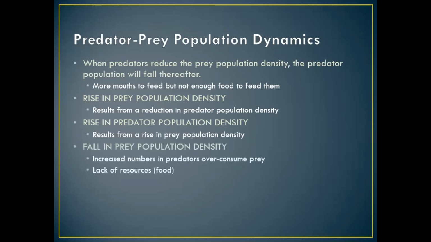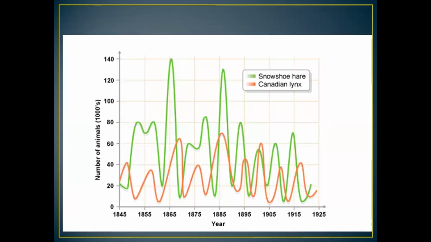If there's a fall in prey population, first off, why would there be a fall in prey population? There's too many predators. And if the prey drops, what will happen shortly thereafter? The predators drop. Okay, give that some time. You guys definitely have to know that trend.